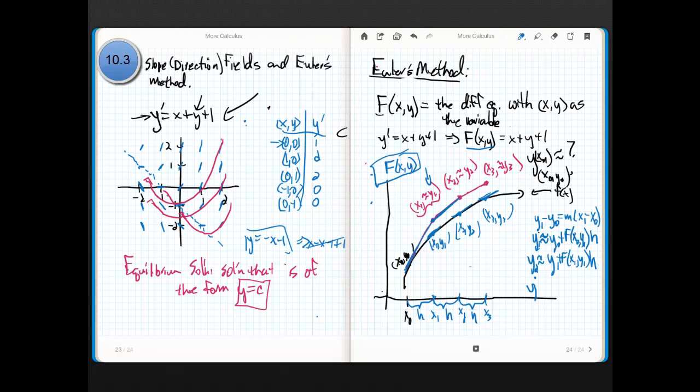And you can probably see the pattern. y3, somebody put a gun to your head in the park and made you guess? No, it's y2 plus f of x2, comma, y2 times h. So y sub n plus 1, let's keep it easy on ourselves, is just going to be y sub n plus f of x sub n, y sub n times h. And this right here is the equation for Euler's method.